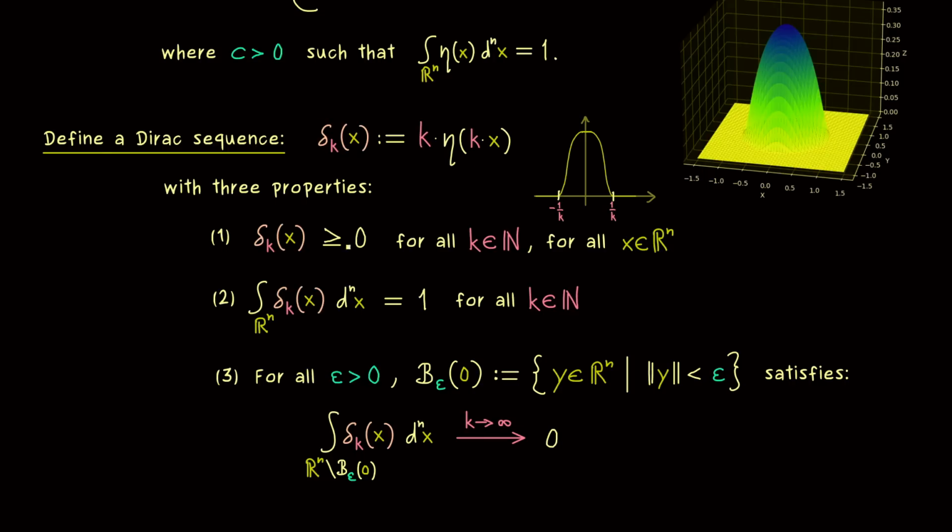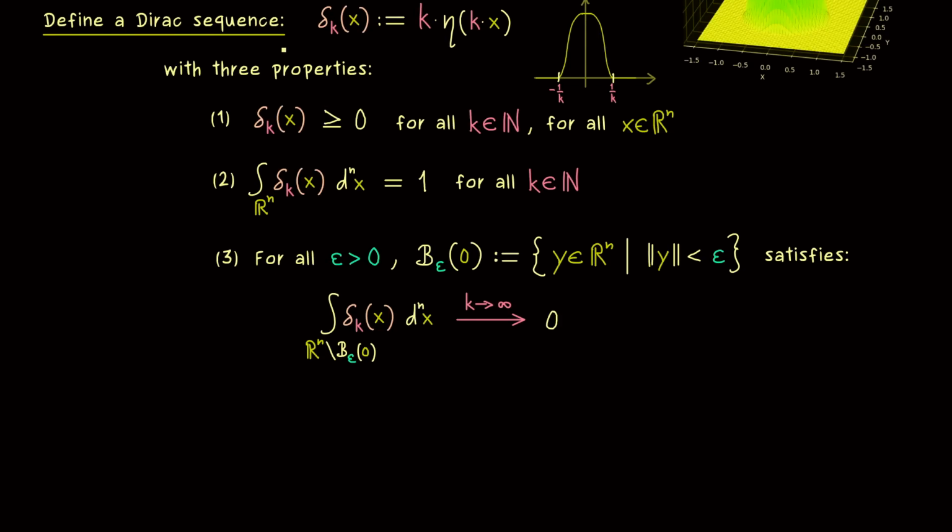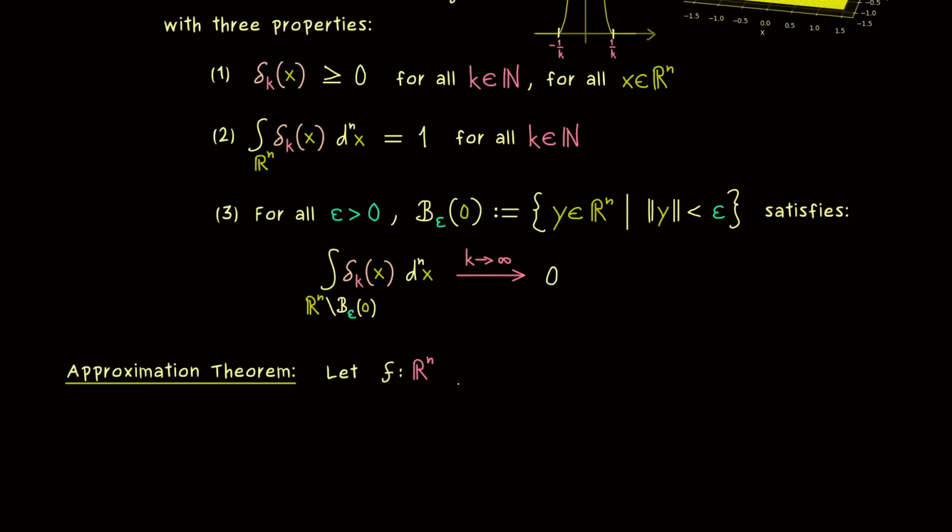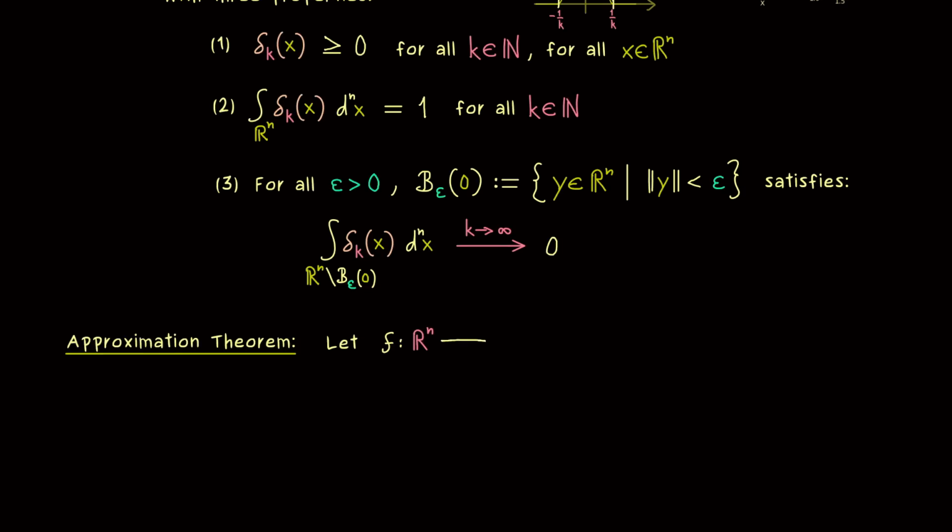However, every sequence of functions that satisfy these three rules we would call a Dirac sequence. And indeed, this is all we need to prove our approximation theorem. And there, as already mentioned, what we consider is a continuous function f. This one is defined on R^n, but it can have values in the whole complex numbers. And then we can just fix any compact set A in R^n, and we restrict f to this compact set.